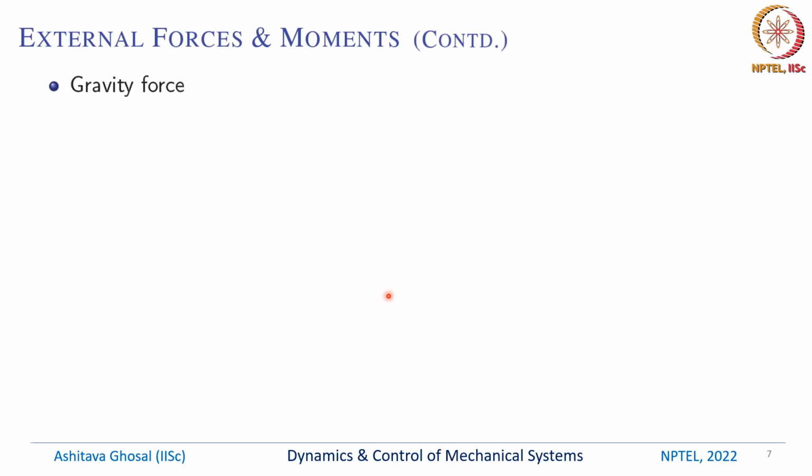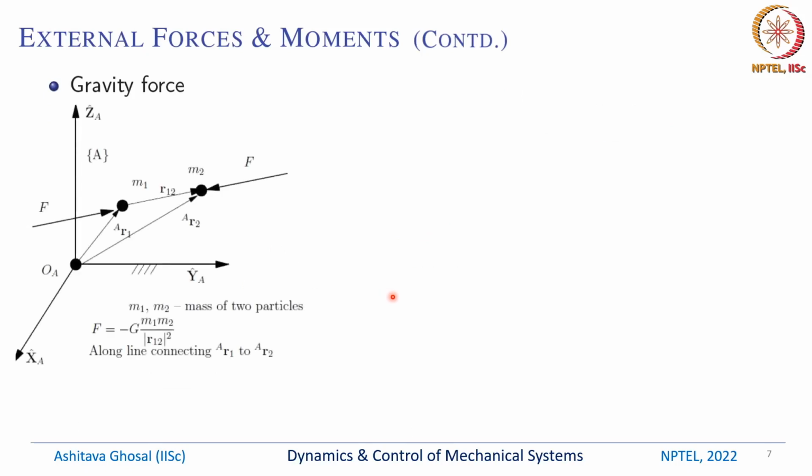You also have this very common force, which is the gravity force. Most of you would have seen what gravity is, but nevertheless, let's go over it once more. If you have two particles of mass m1 and m2, separated by a distance r12, it's a vector from m1 to m2. What is r12? It is the location of m2 minus the location of m1, r1.